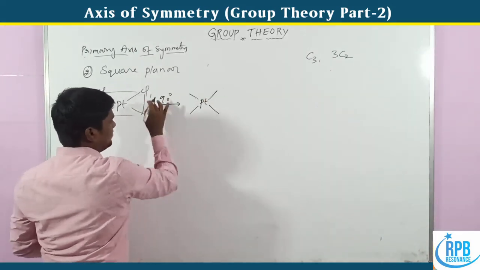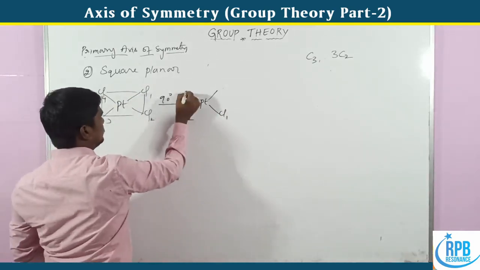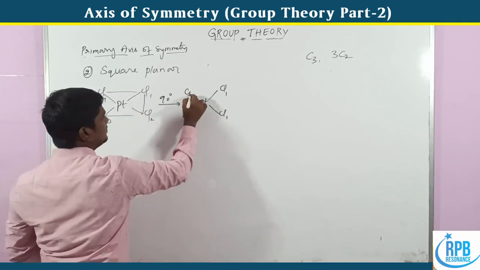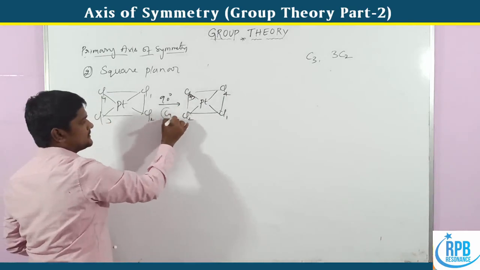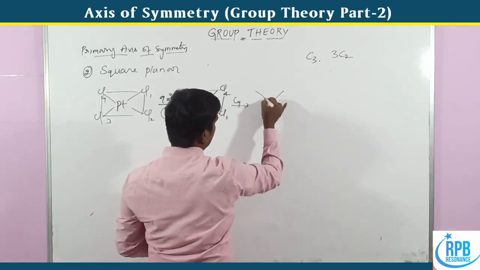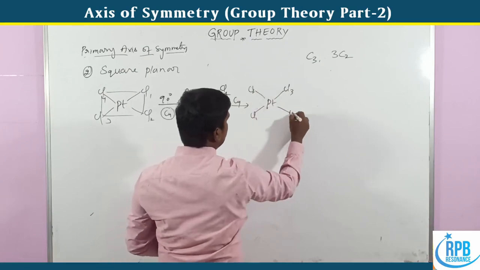So Cl1 over here, Cl2 shifted over here, Cl3 shifts over there, Cl1. So Cl3, Cl4. So this is the first 90 degrees. So this is the first C4 axis. Again, similarly, another C4 axis is also there. So now here Cl1, Cl2, Cl3, Cl4.